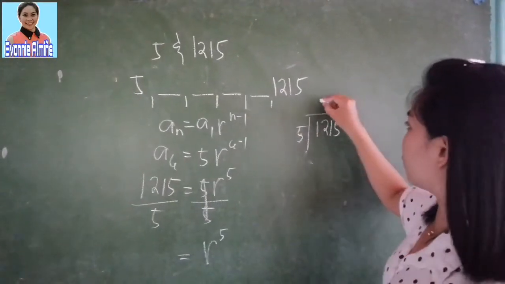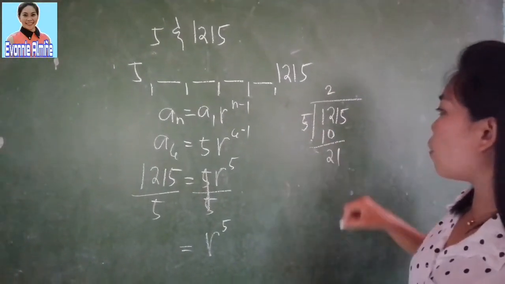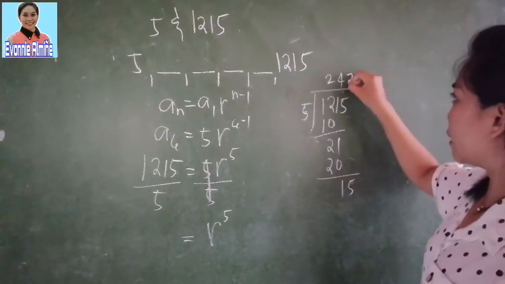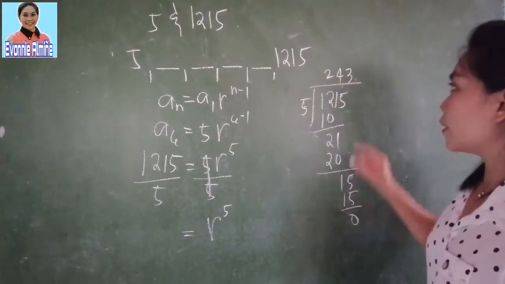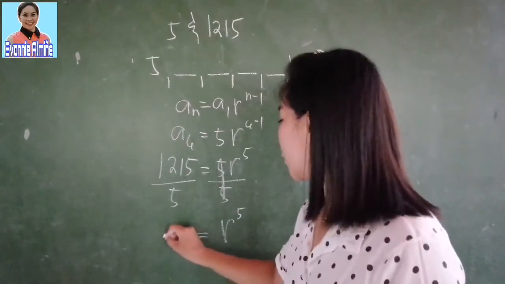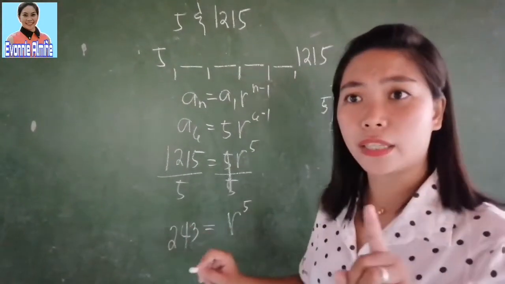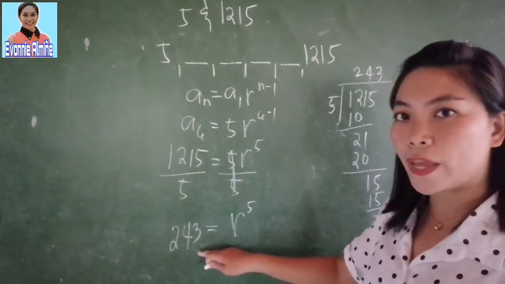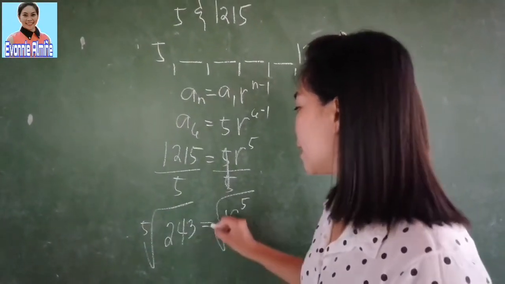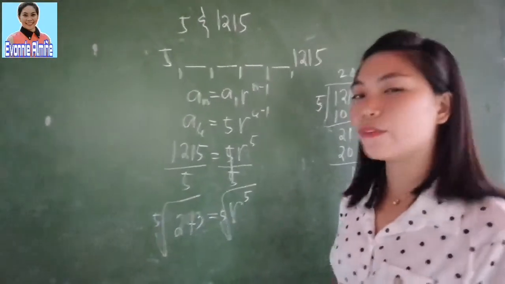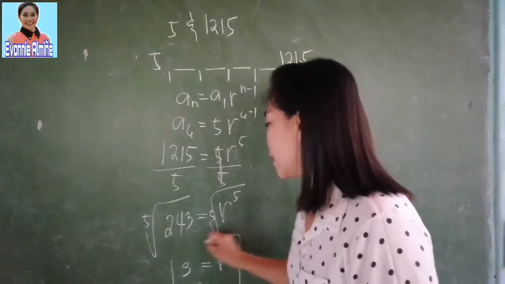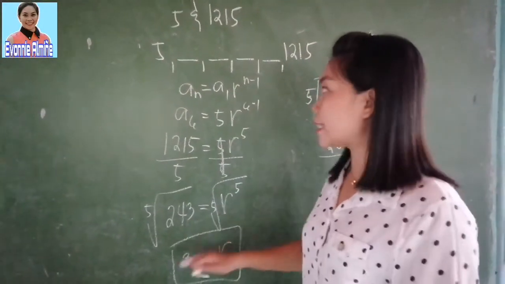12 divided by 5, you have 2. Then 10, 21, 4, 20. So you have 1, 5, 3. So 15. So 0. So sakto lang po. Therefore, 1,215 divided by 5 is 243. Wait, hindi po yan yung final na sagot. We have to get the fifth root of 243. What is the fifth root of 243? That is 3. So our common ratio in this sequence is 3.